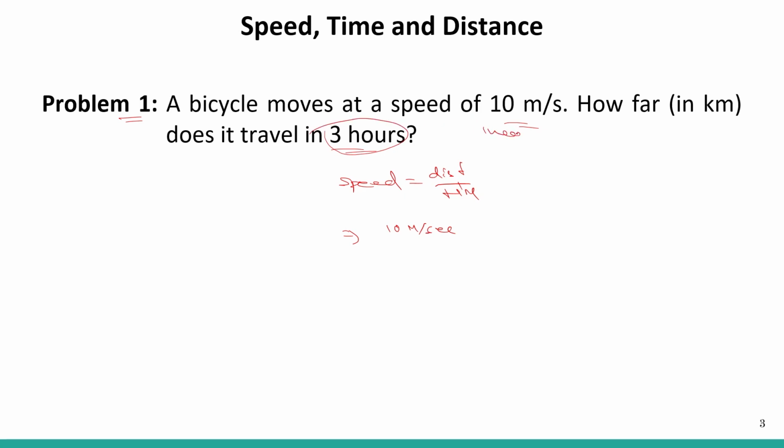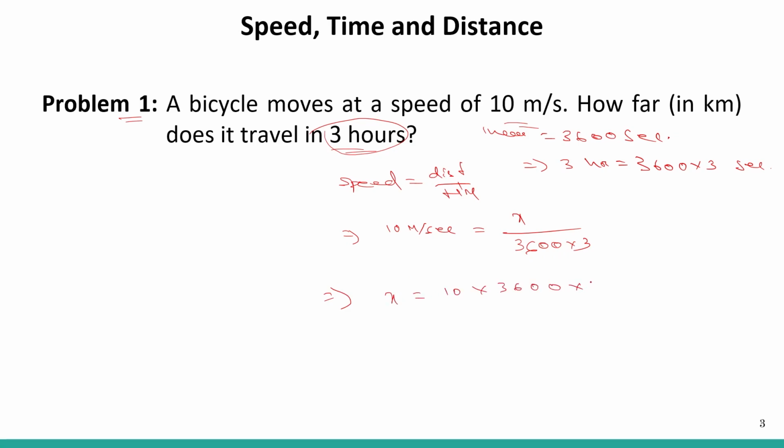So 1 hour is equal to 3600 seconds, which implies that 3 hours is equal to 3600 into 3 seconds. So 10 meters per second is equal to distance over time. Distance is not given, so let it be x, and time will be 3600 into 3 seconds. So x is equal to 10 into 3600 into 3 meters. This much distance it will cover in 3 hours if the speed is 10 meters per second.